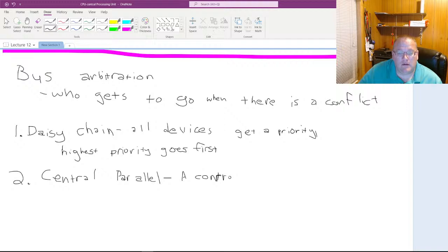So when we talk about our analogy of the English and the French, one of them has a higher priority than the other. So if they both ask at the same time, one has a higher priority, and that gives us our daisy chain. The second one is central parallel, where everyone gets to ask whenever they want, but a control unit decides.